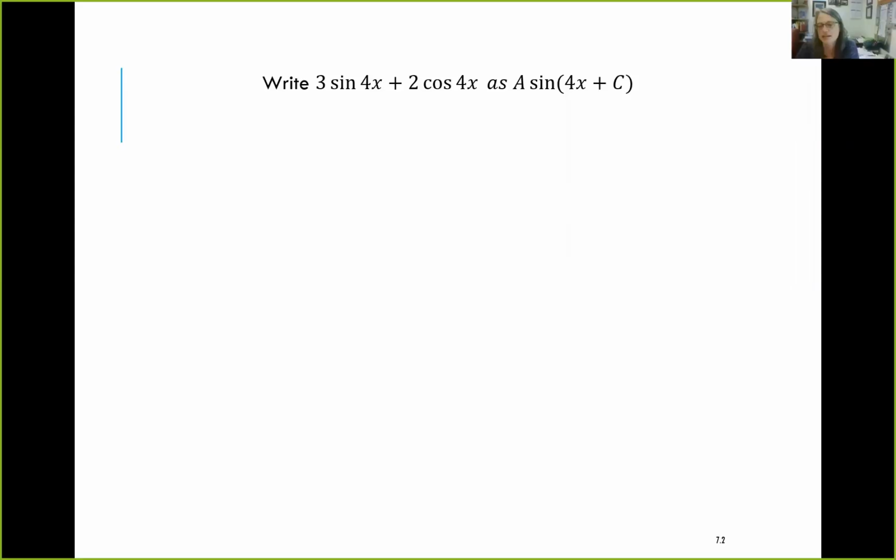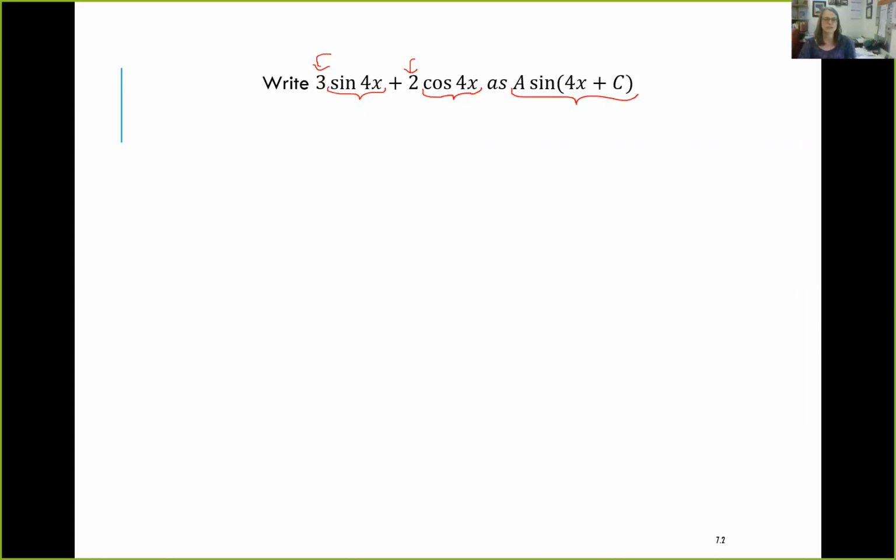So notice we've got a sine 4x and a cosine 4x. Okay, so we've got 2 sinusoidal functions, 2 periodic functions with the same periods, because that's what the 4x tells us. But then they're vertically stretched. And this question indicates that I can write this as a single sine function. Let's take a look at what's going on here.